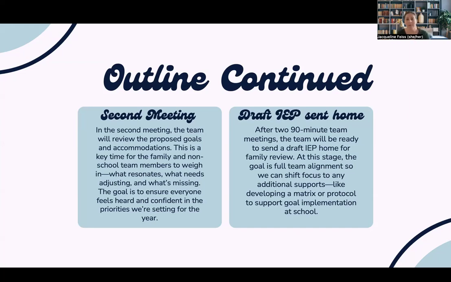Once we have our second meeting, we have now spent two 90-minute sessions together developing these IEP goals. At this time, the team is going to be ready to send home a draft IEP for the family to review. At this stage, the goal is really full team alignment so that we can shift focus to any additional supports that are needed, like developing a matrix or protocol to support goal implementation at the school level.